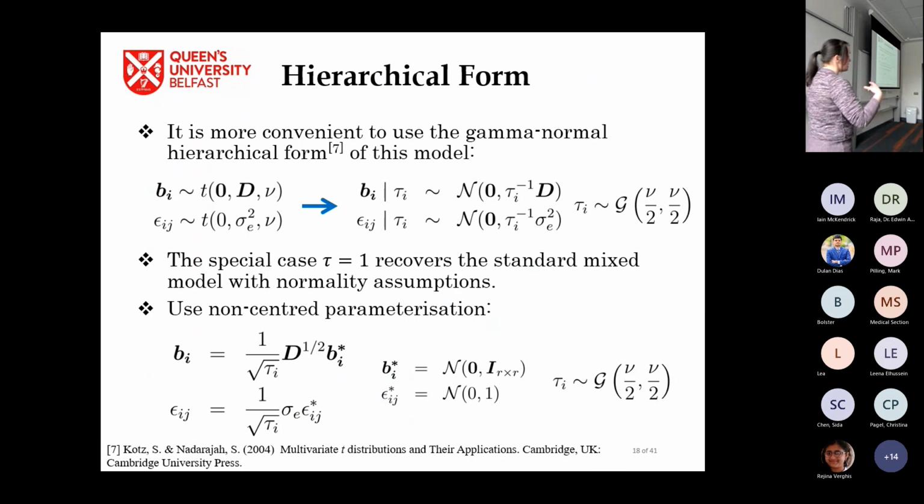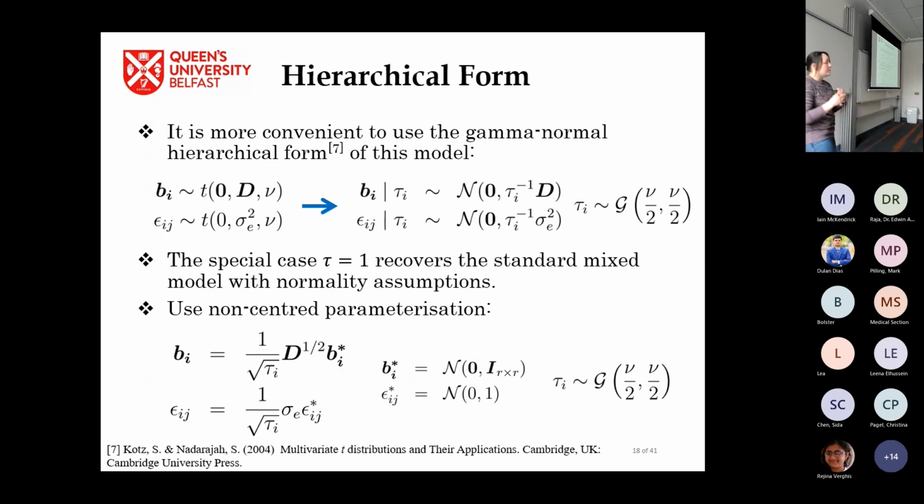Now, within these models, instead of using the t-distribution directly, we're going to use the gamma normal hierarchical form of the t-distribution. So we're going to change that t-distribution, using its properties, and instead look at terms which follow a normal distribution and a gamma distribution and merge them together.